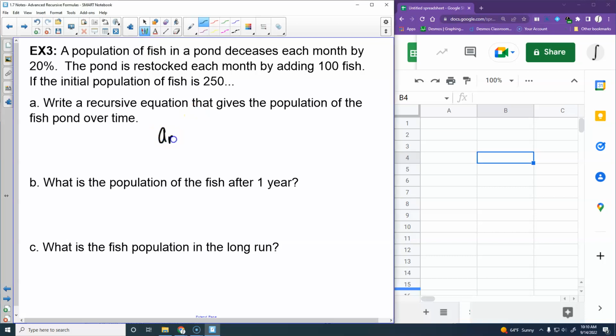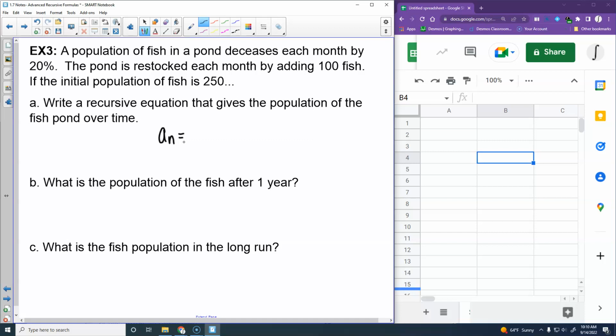We're going to have A sub n equals, and then the population is decreasing by 20% each month. So, what should I multiply last month's fish population by?